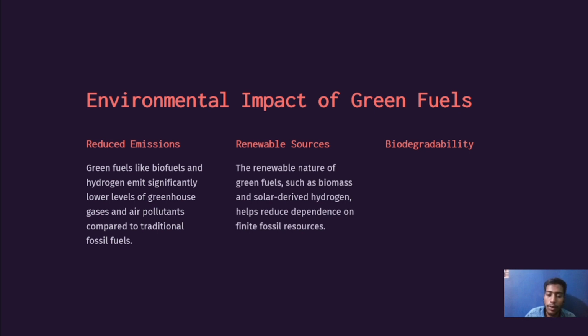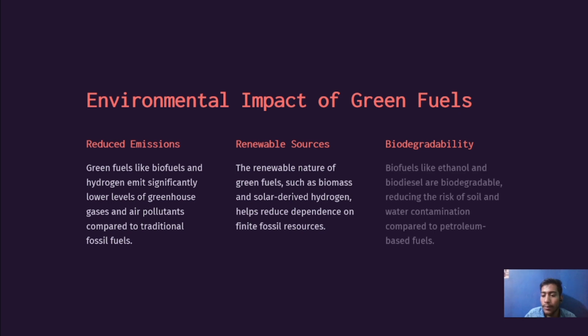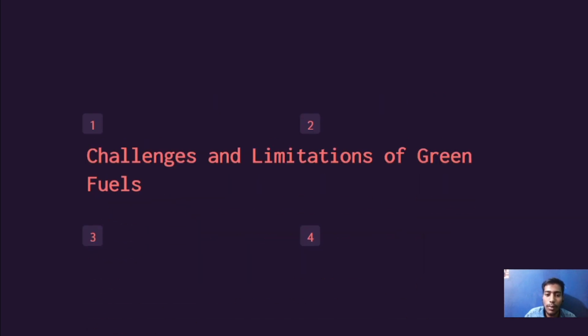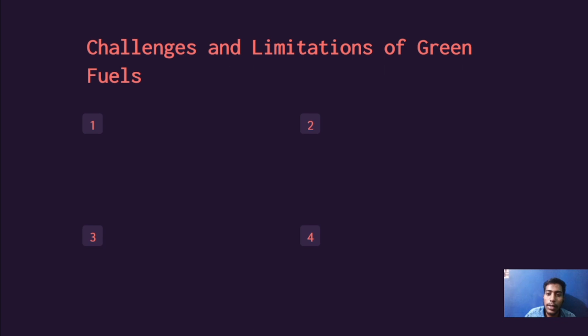the renewable nature of green fuels, such as biomass and solar-derived hydrogen, helps to reduce dependence on finite fossil resources. And the last one is biodegradability. Biofuels like ethanol and biodiesels are biodegradable, reducing the risk of soil and water contamination compared to petroleum-based fuels.